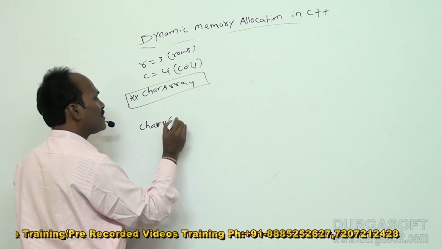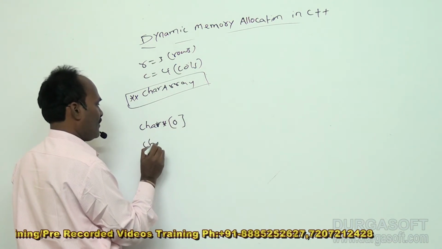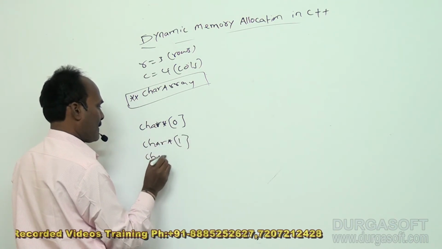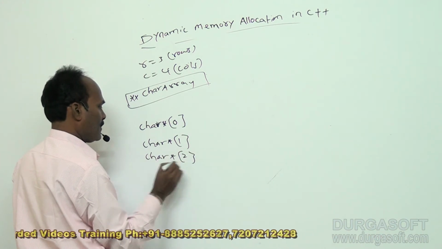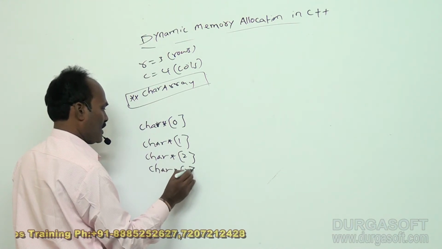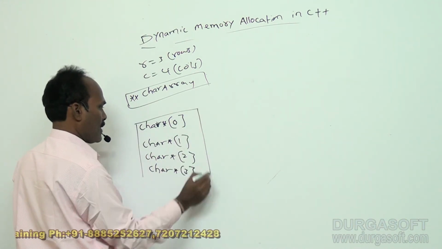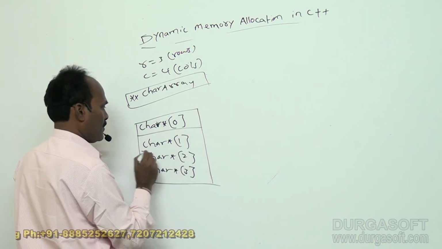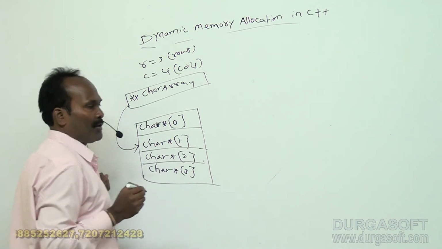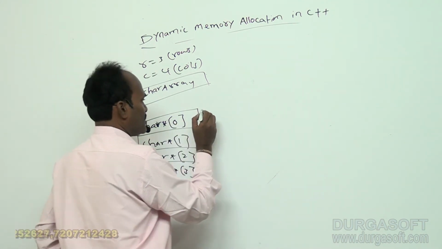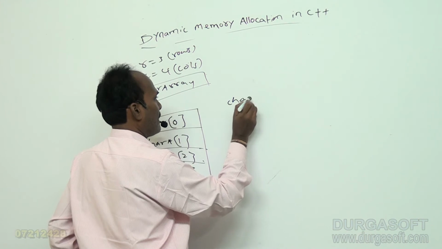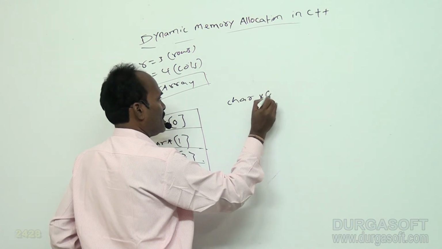This is the first row, character; second row, character; third row, like this. Now this will be pointing to this one. Now individual elements, character star, this is going to indicate what? This is character star 0 of I.